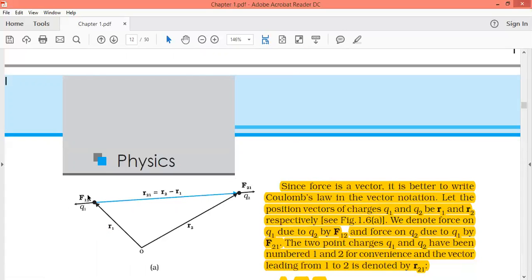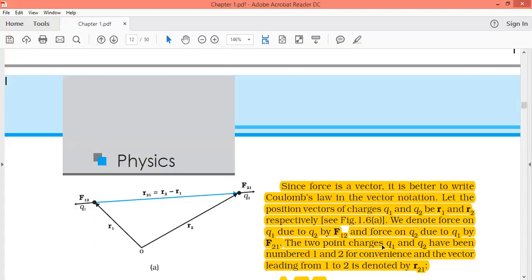Okay. So if we are finding the force on Q1 due to Q2, then that force we denote with F12. The 1 indicates that we are finding the force on Q1 due to Q2. And here F21, the 2 indicates that we are finding the force on Q2 due to the charge at position 1. So the force on Q1 due to Q2 will be F12, and the force on Q2 due to Q1 will be F21.